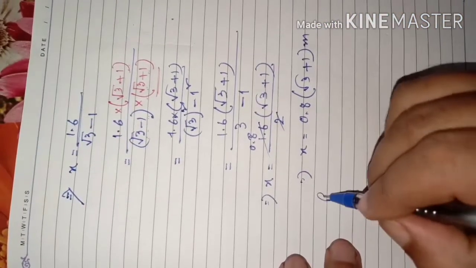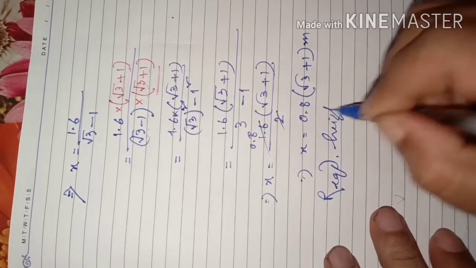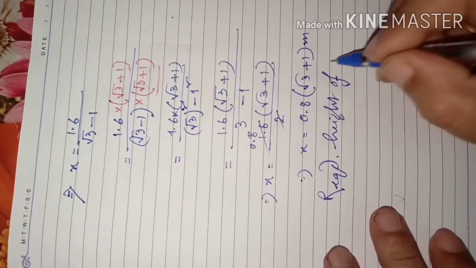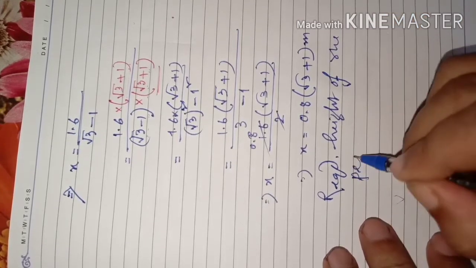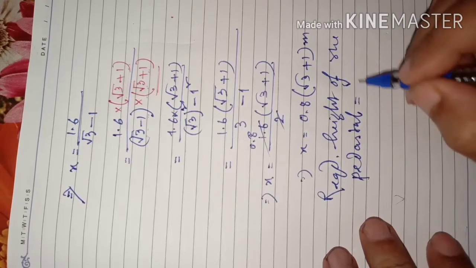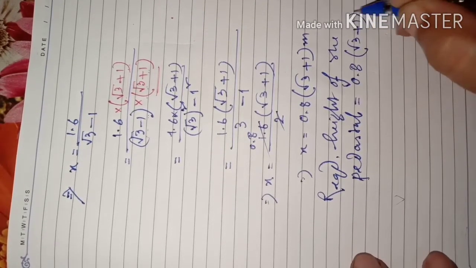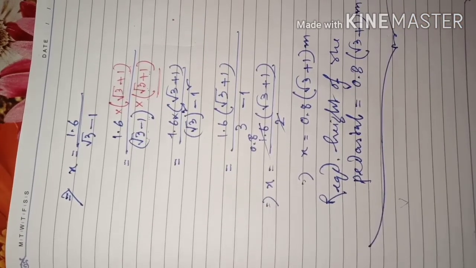So the required height of the pedestal is equal to 0.8 into root 3 plus 1 meter. This is our final answer for this question.